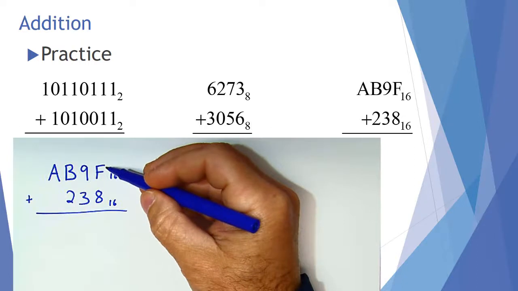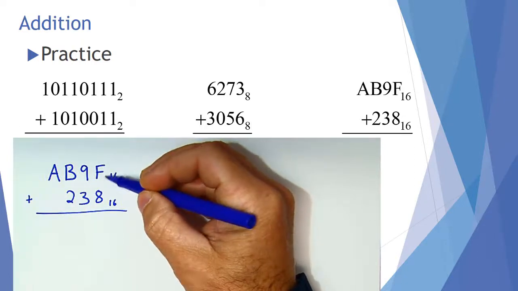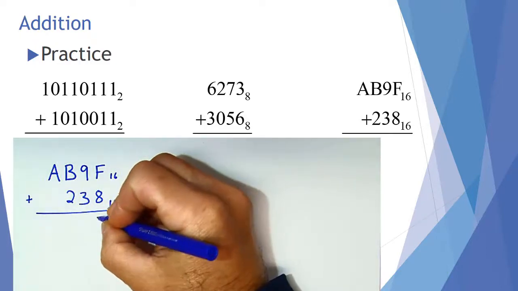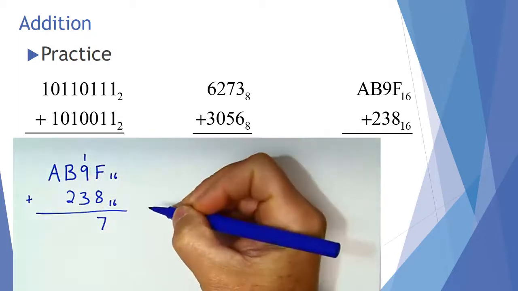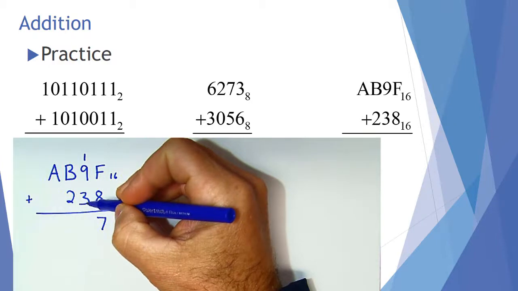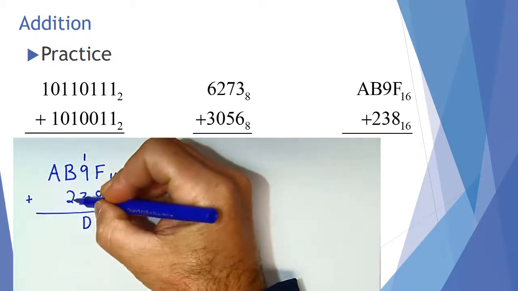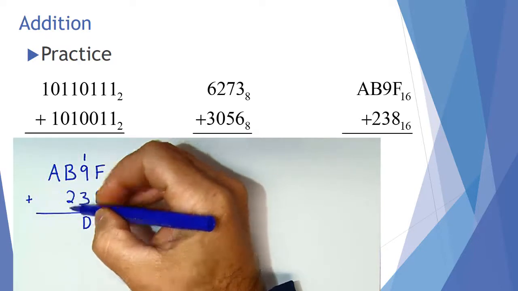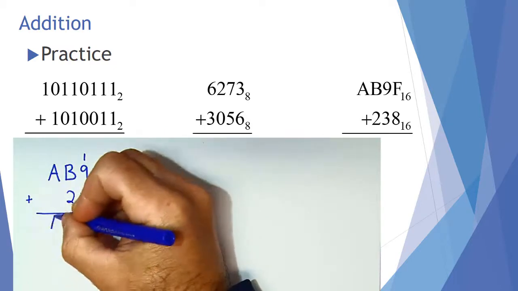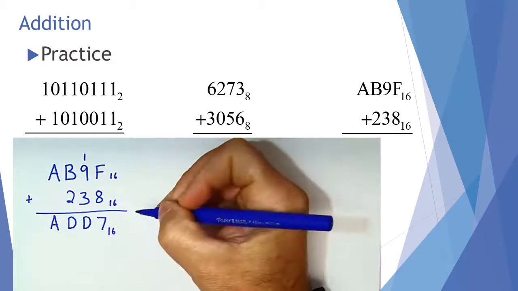Okay, in our hexadecimal addition, F plus 8, that's the same as 15 plus 8, or 23, but that exceeds 16 by 7 and will carry the other 16 over. 1 plus 9 plus 3, that's 13, which is D in hexadecimal. B plus 2, that's 11 plus 2, which is again 13 or D. And in our last column we simply have A, so our total there is ADD7 base 16.